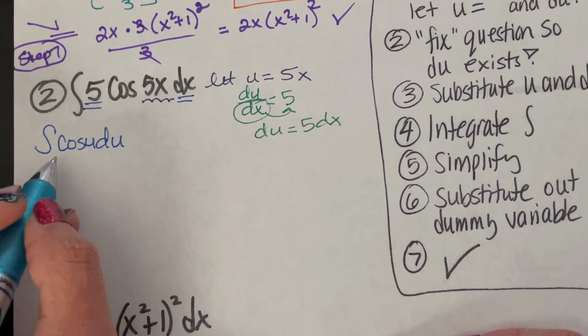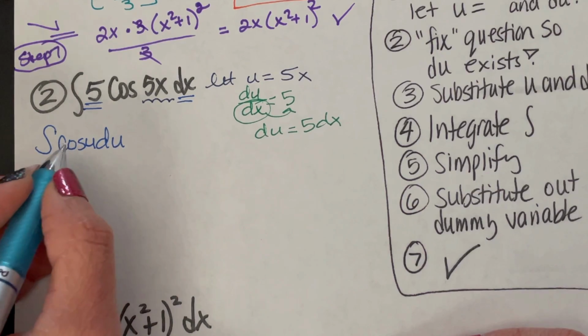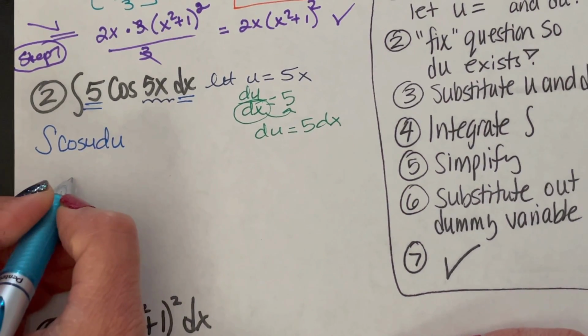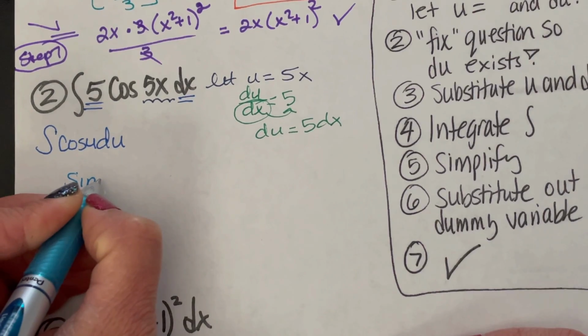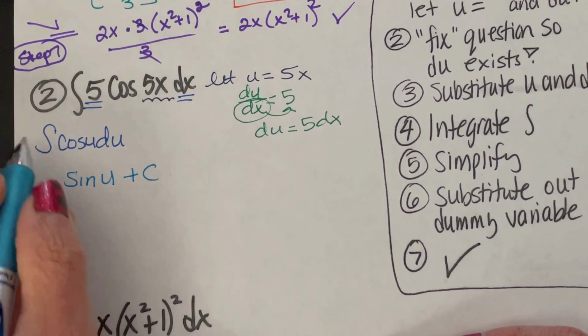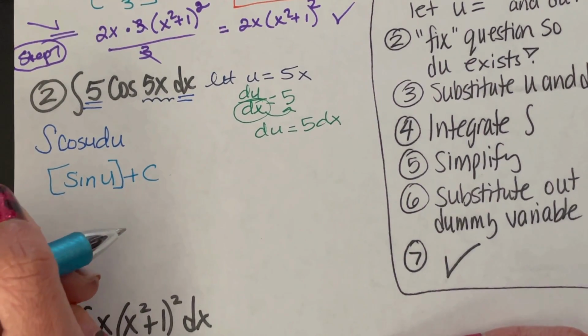Anyways. Okay, so let's integrate this. When we integrate cosine, the antiderivative of cosine is sine. So that's sine of u plus c. That was pretty easy, huh? I guess I don't really need the brackets there.